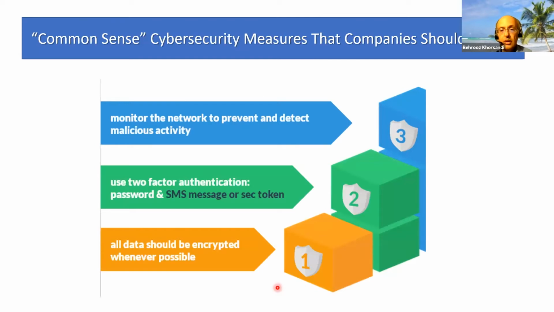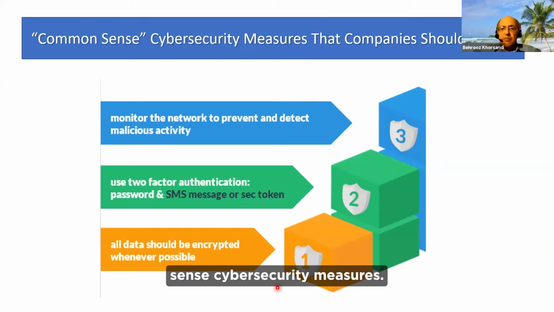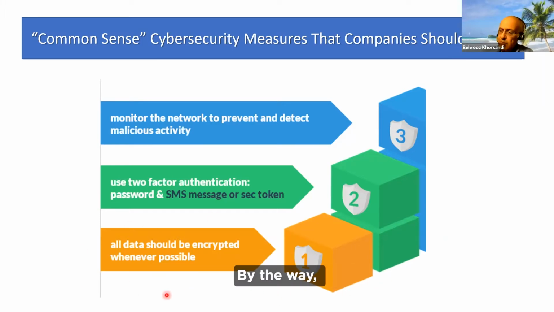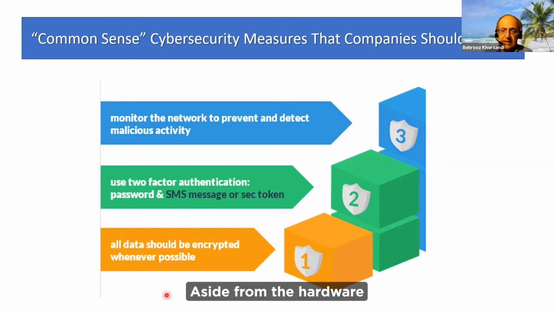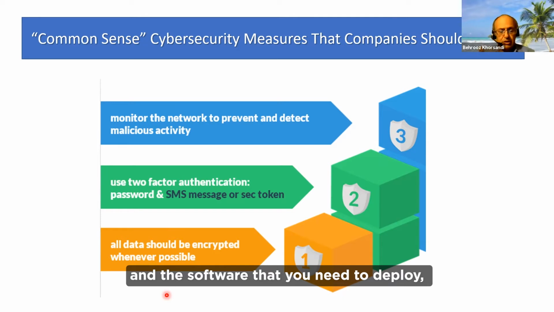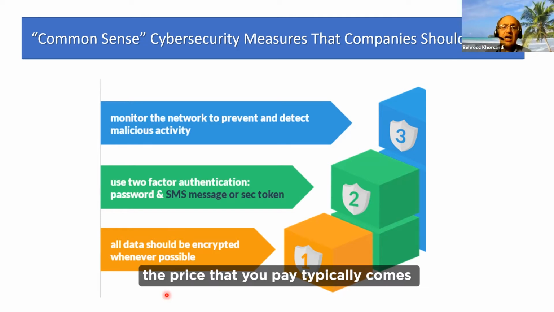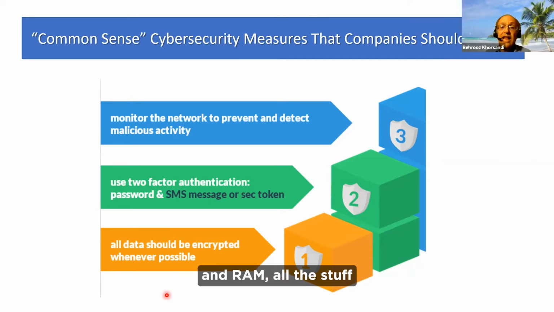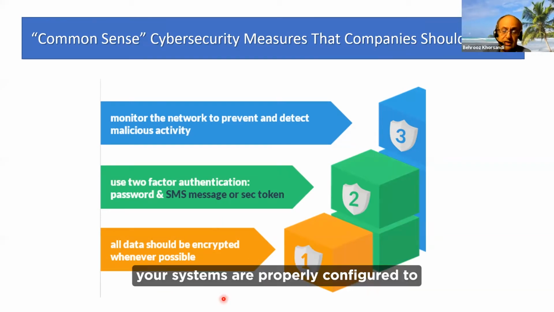So I call this slide common sense cybersecurity measures. First one we already talked about, data should be encrypted as much as possible. By the way, please understand that whenever you encrypt, there's a price for you to pay. Aside from the hardware and the software that you need to deploy, the price that you pay typically comes in terms of performance. Encryption does take valuable CPU cycles and RAM. All the stuff has to be done in RAM. So you need to make sure your systems are properly sized, your systems are properly configured to handle that extra load.